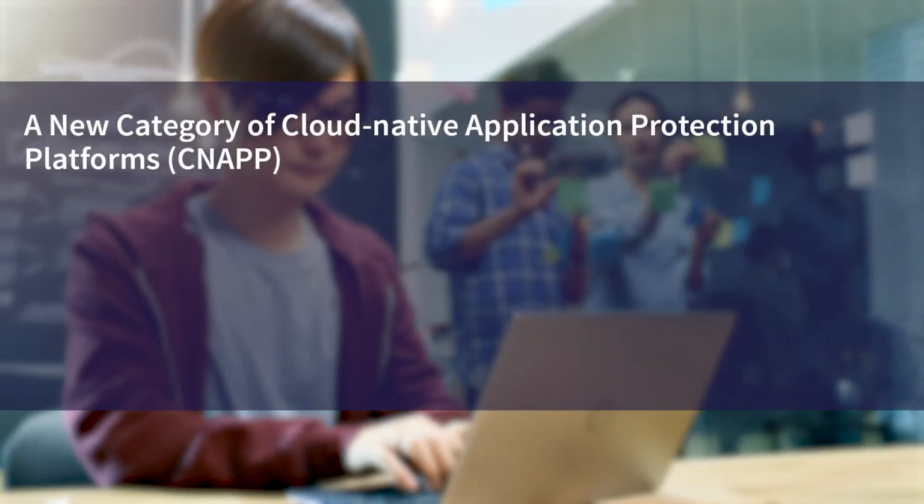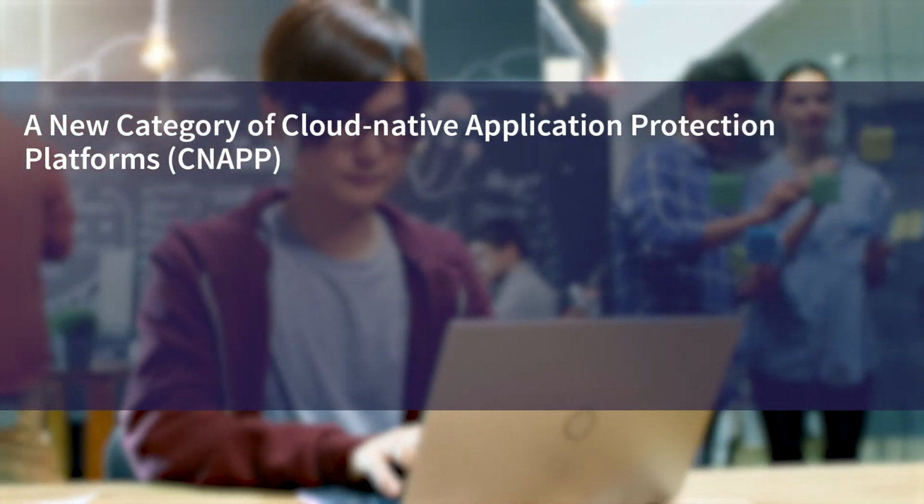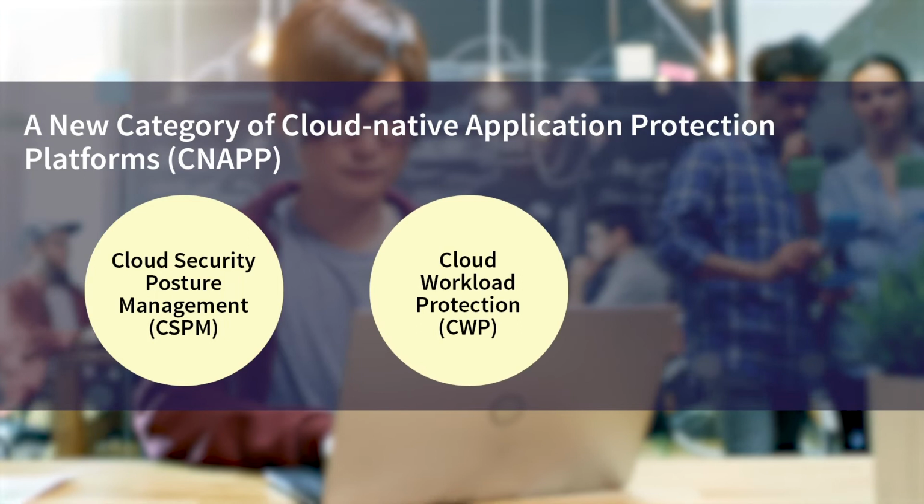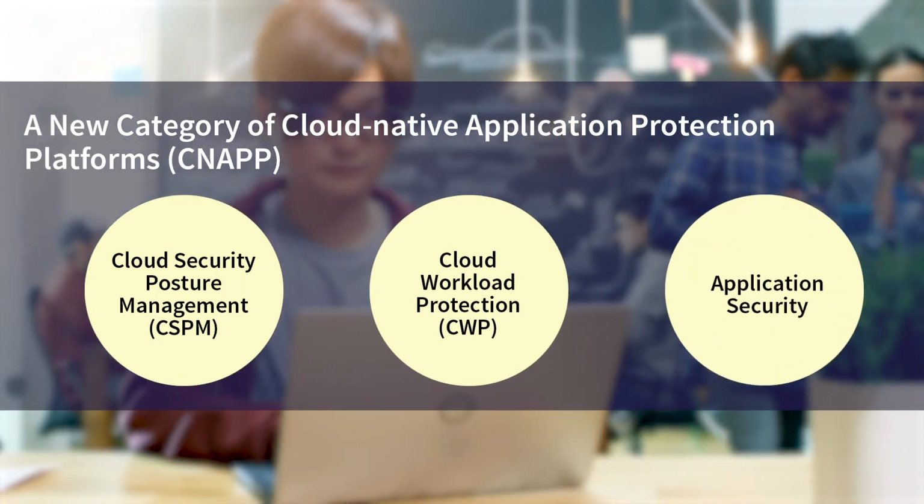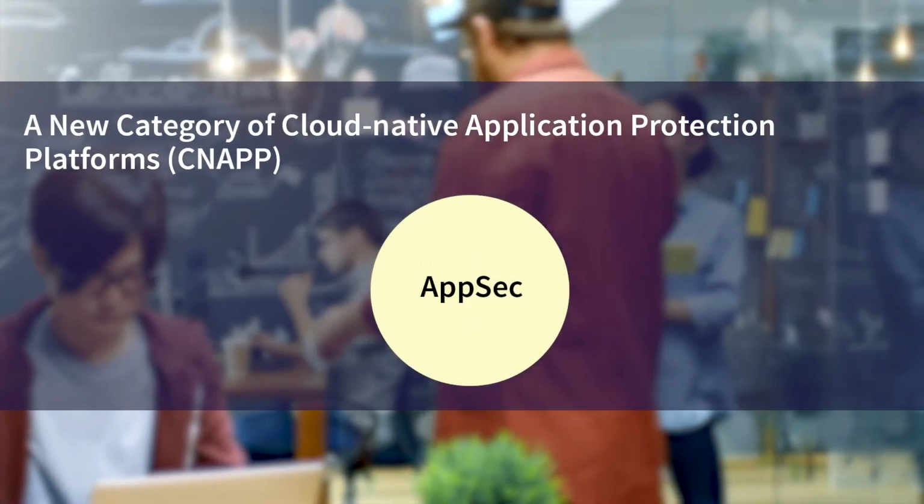So there's also a new category, cloud native application protection platforms, or CNAPPs, that bring cloud security posture management, or CSPM, cloud workload protection, or CWP, and brings it together with application security. So the idea is that CWP and CSPM monitor the application's tech stack, the virtual machines, containers, serverless functions, and related resources to catch the issues to fix them. But now it's evolved into AppSec because they were kind of separate before.